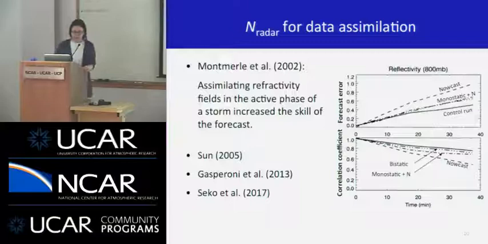And the early work on using the refractivity for data assimilation was mainly done by Timbo Momel and McGill in the very early days, in 2002.